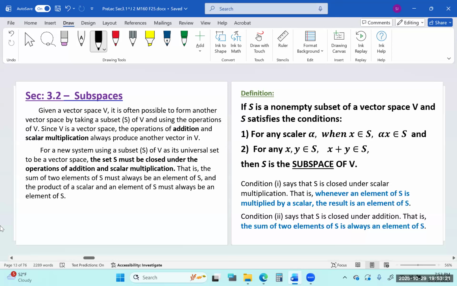Now the subspace. What is a subspace? Once you know you have a vector space, you take a small subset of your vector space. If that small subset fulfills the same requirements as the vector space, then it's a subspace. So a subset of a vector space will be a subspace if it follows the same rules as the original vector space.